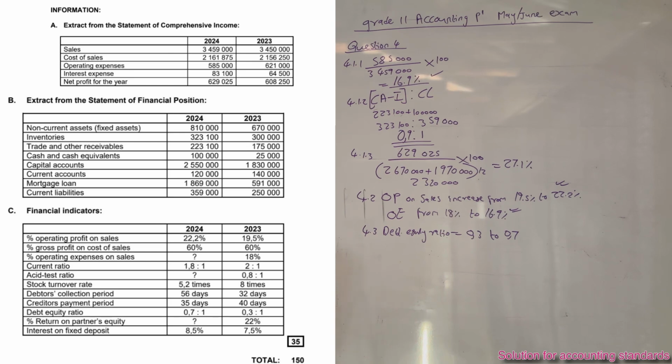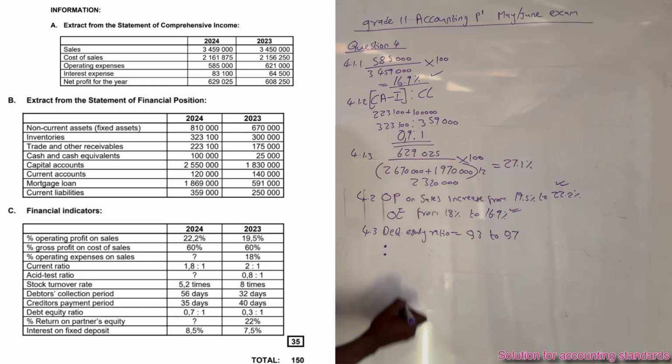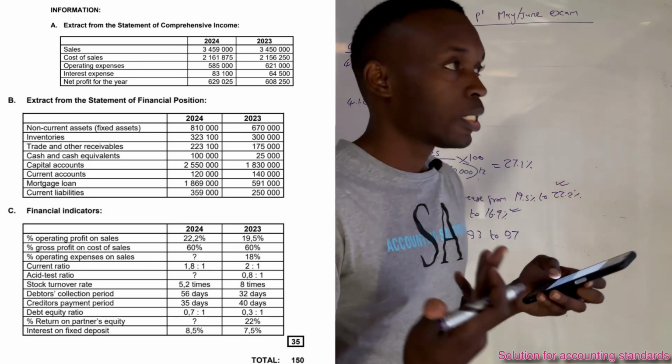The next one: provide two suggestions that the partner can consider instead of increasing the loan. Okay, we have to give a tip. How can they make sure that they can have a fund without raising a loan?